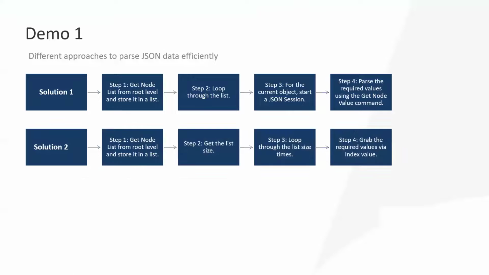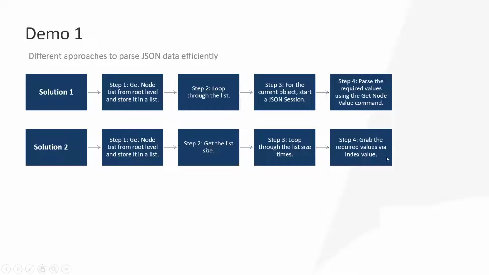Now going back, we have seen solution 1. The second solution is, again, the same. Get the node list from the root level, and then we are storing it in a list. The interesting part here is, now I have everything in a list variable. Using the list command package, we have a command where we can get the size of the list. Here the size of the list is 3. At 0th index, we have first node, second node, and third node. Basically, I'm looping through the list here using the list size times.